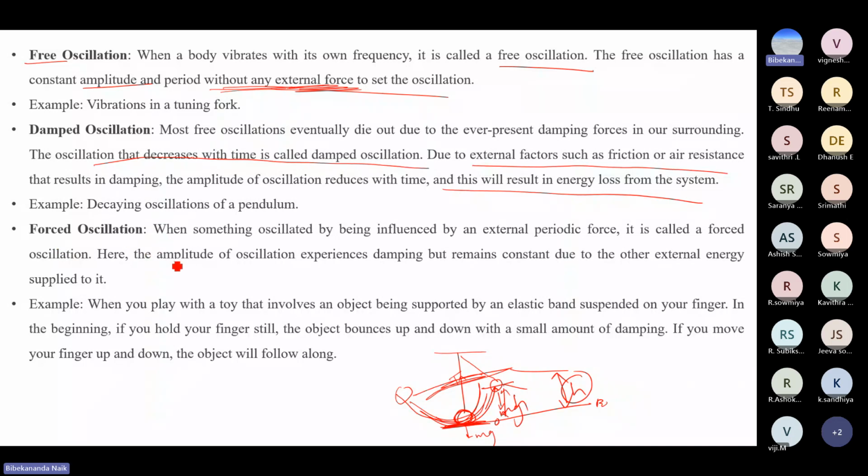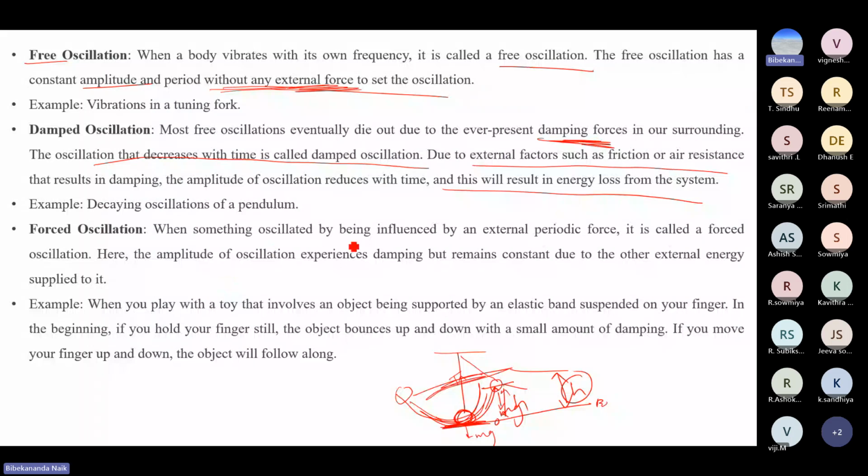Forced oscillation means, since we saw that in case of damped oscillation, the amplitude is changing or amplitude decreases gradually. But in case of forced oscillation, there is another agent or another force. Like in damping oscillation, the force is called a damping force. This is the damping force.